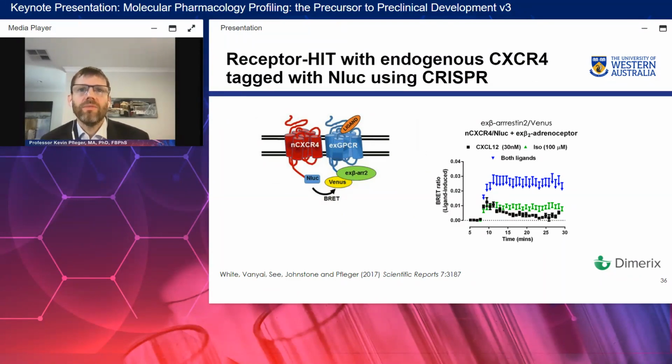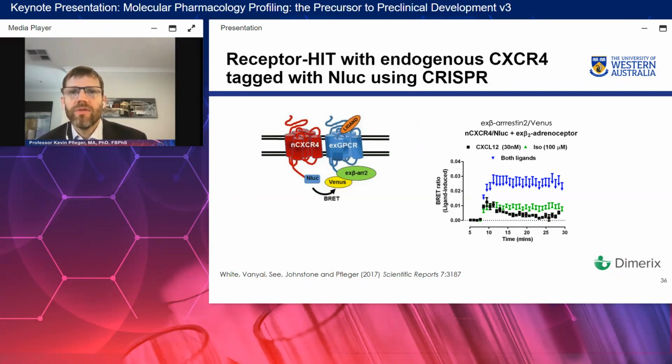We can perform receptor-HIT with this endogenous CXCR4 tagged with Nluc using CRISPR. Here we have the transfected-in GPCR with transfected-in beta-arrestin 2 labeled with Venus, but the CXCR4 is endogenous, labeled with Nluc with CRISPR. We can see in the graph here that if you activate with CXCL12, we see this transient response similar to what we were seeing previously.